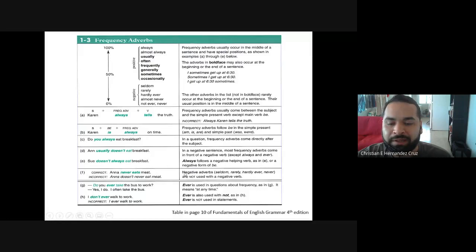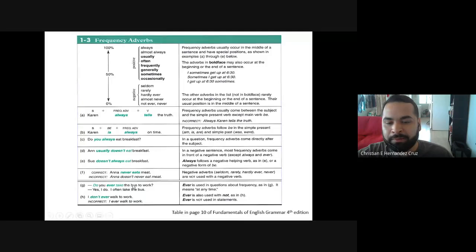If we were to use a negative adverb with the negative verb, we would get this sentence here, which is incorrect. Anna doesn't never eat meat. We have a negative here, does not, and we have a negative frequency adverb here, never. Es como en matemática. In math, if you have two negatives, they cancel each other out and it becomes positive. So really, this sentence is incorrect because what this sentence is really saying is that Anna eats meat, because these two negatives cancel each other out.